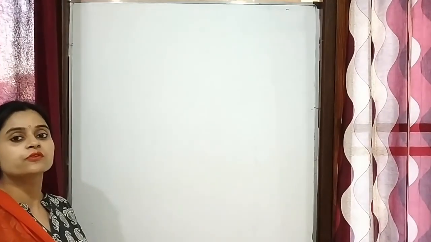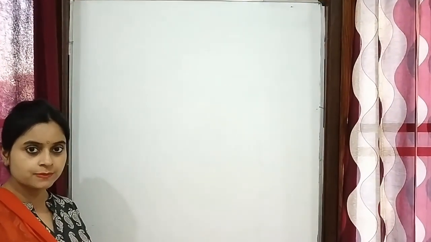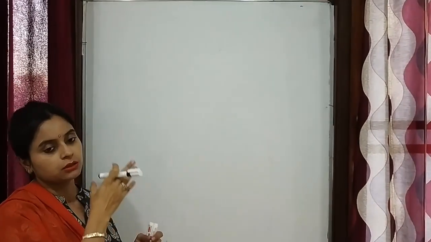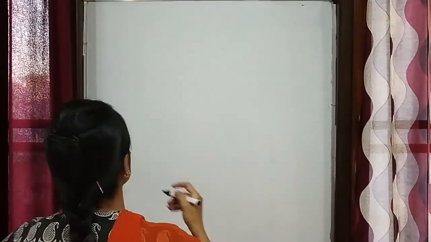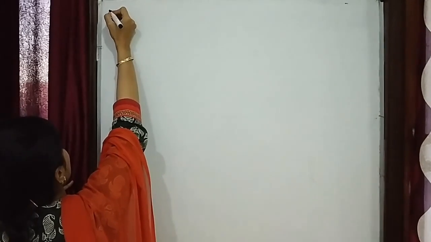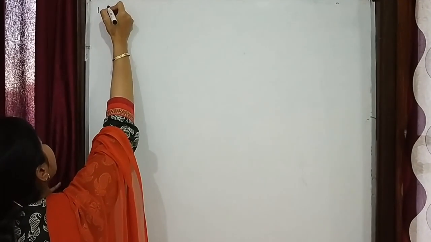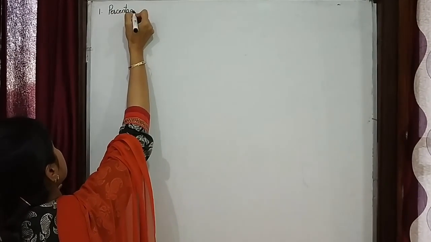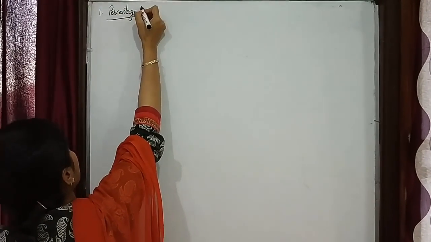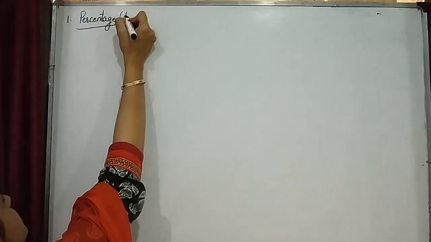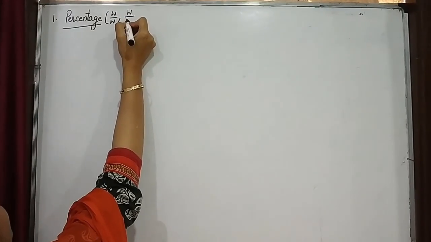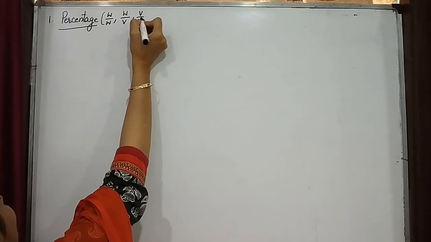So students, we finished all the concentration terms. Now we will move towards numericals. But before doing the numericals, first of all I will write a shortcut formula for all the concentration terms that we learned in the previous lecture. First we did percentage, whether that is mass by mass or mass by volume or volume by volume percentage.